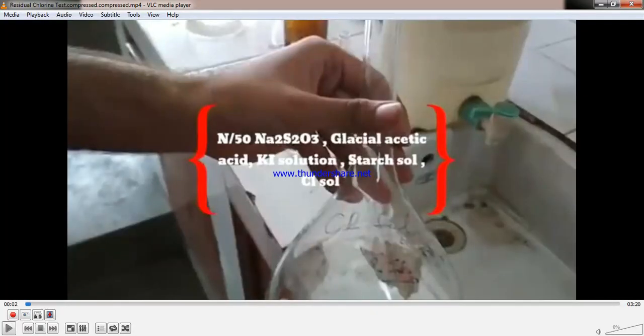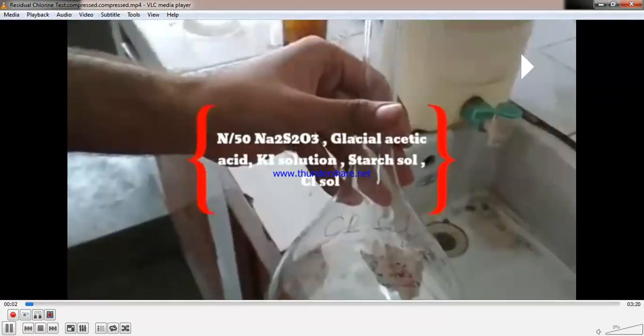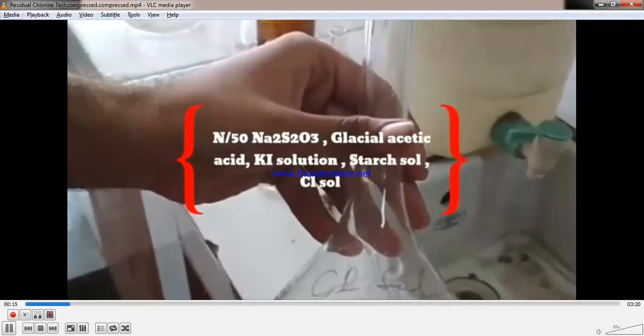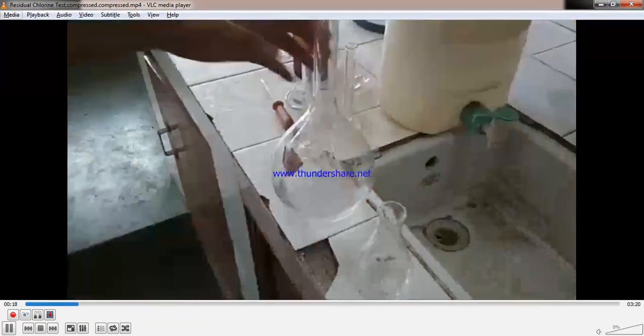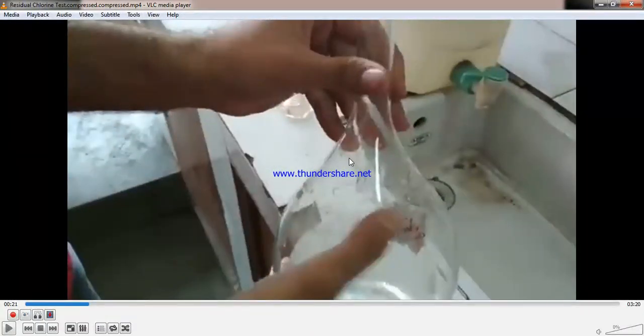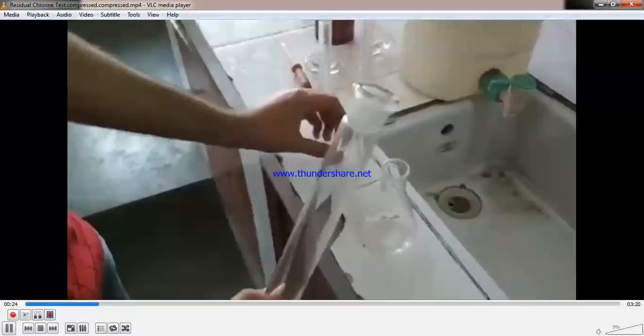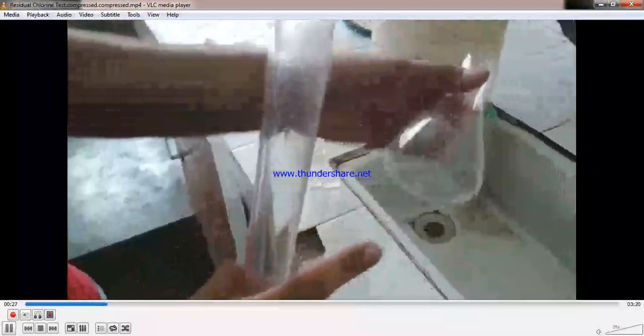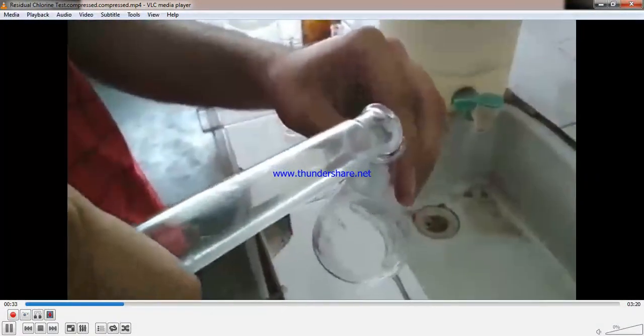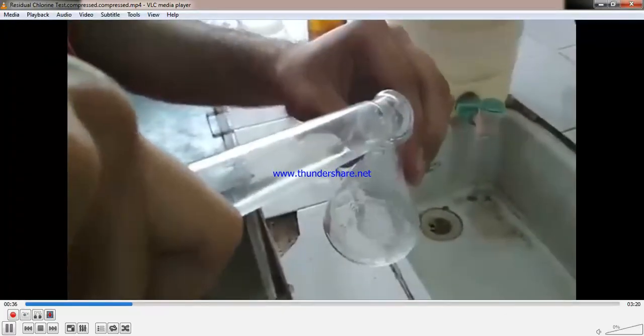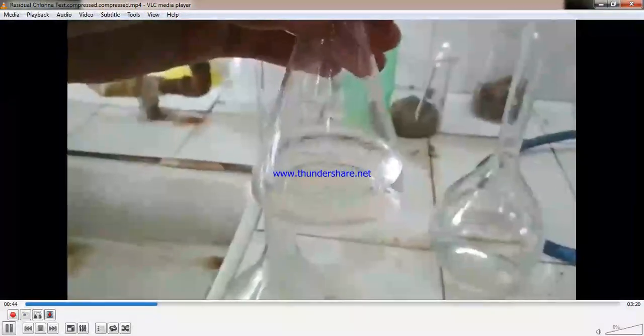So what we will do initially is take 50 milliliter. Suppose this is the flask. We'll take 50 milliliter of chlorine solution in this conical flask. See, the chlorine is being poured. 50 milliliter of chlorine is being taken into the conical flask. This is 50 milliliter, the markings are there.